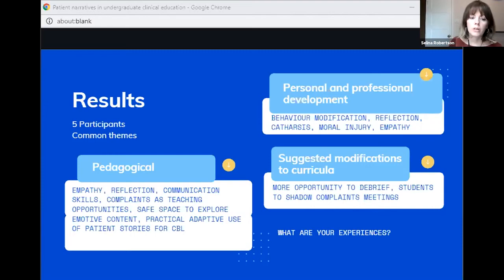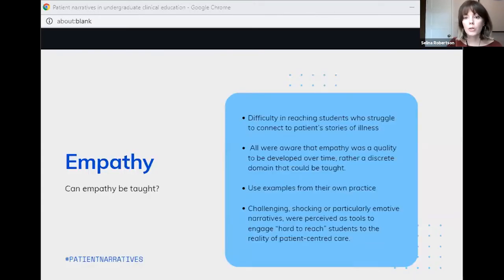So I'd like to talk now a little bit more about empathy, which, as I said, did come up a lot. And I know that this, so on the left, you can see I've asked, can empathy be taught? Now, I know this is quite a problematic question because I've condensed what is quite complex and nuanced down to just 4 words, and I am aware that that is sort of problematic.